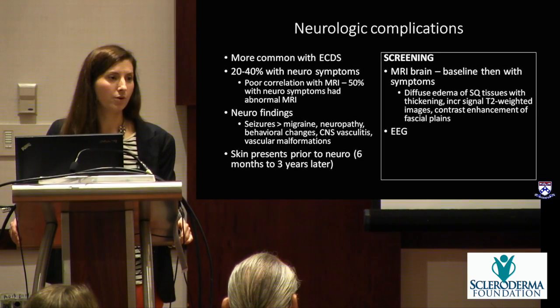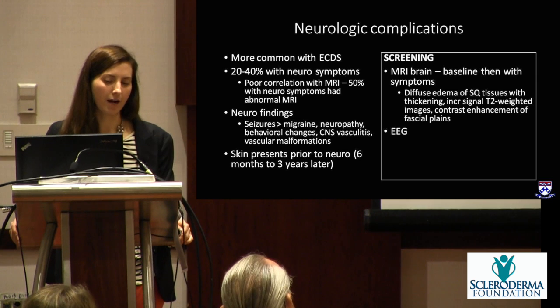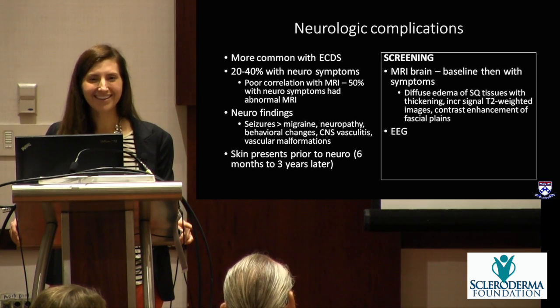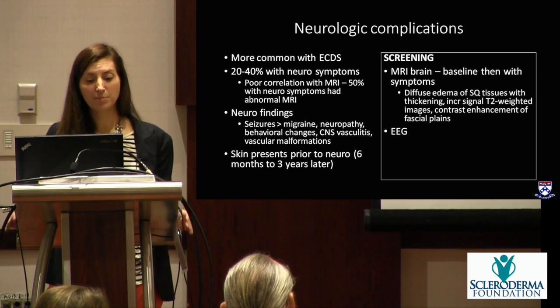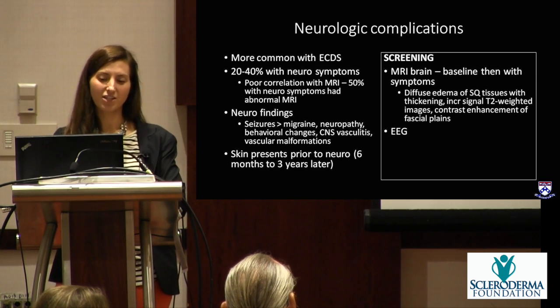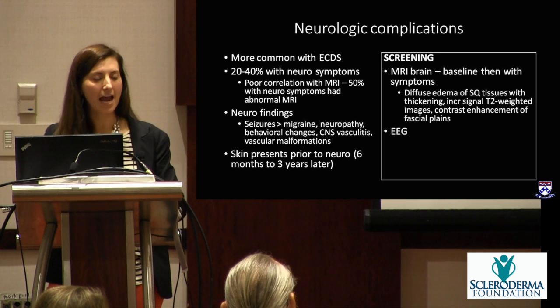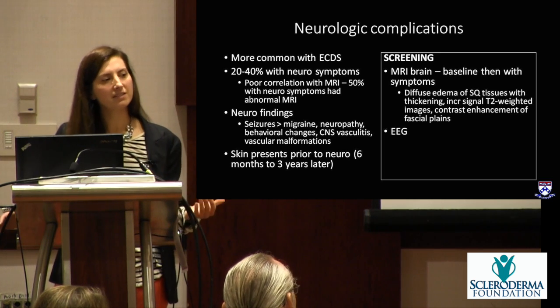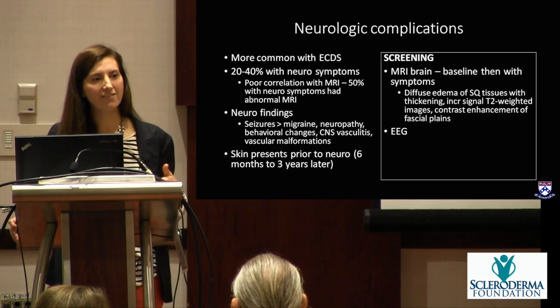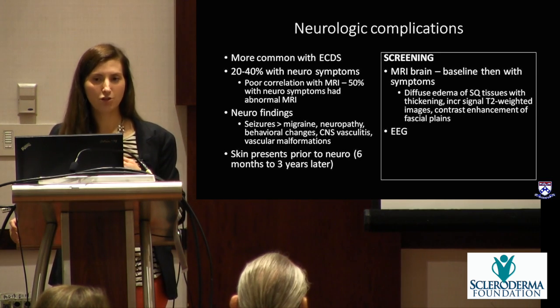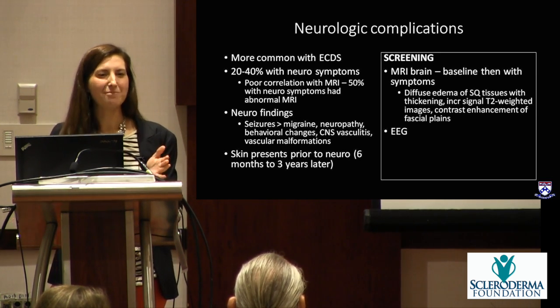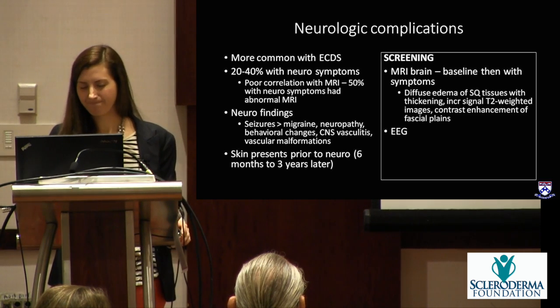So what do I do? I'm always checking a baseline MRI. Why? Because there's a poor correlation between the MRI and symptoms. It's been shown that 50% of patients with neurologic symptoms have an abnormal MRI. So that means 50% of patients that are having neurologic symptoms will not have any findings on MRI. I need to know what the baseline MRI is to know if there's a change.